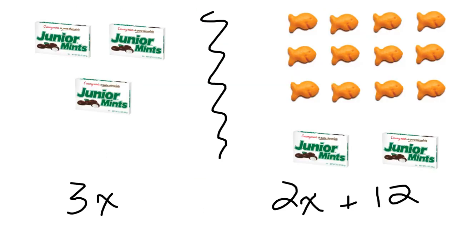Here, we've taken our equation 3x equals 2x plus 12 and represented it with physical objects. X's are junior mint boxes. Numbers, constants, are goldfish. So on one side of the equation, on the left-hand side, we have 3 junior mint boxes. On the right-hand side, we have 12 goldfish and 2 junior mint boxes. So our goal here is to figure out how many goldfish can be represented by one junior mint box if the two sides are equal.